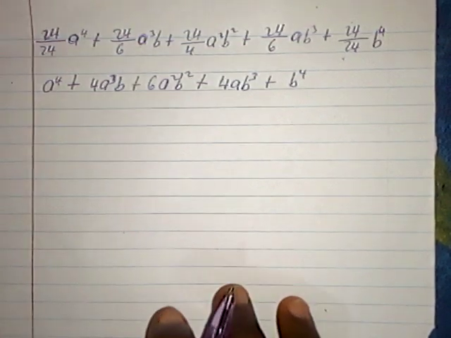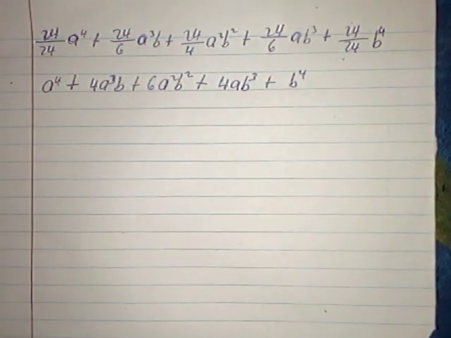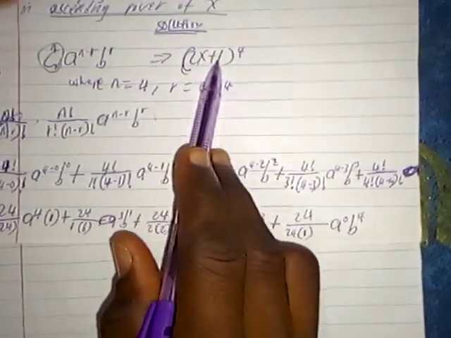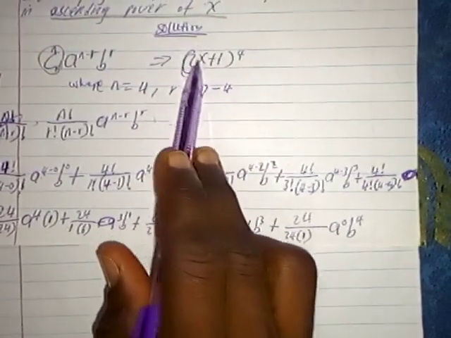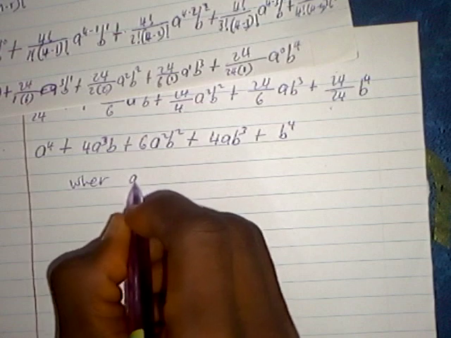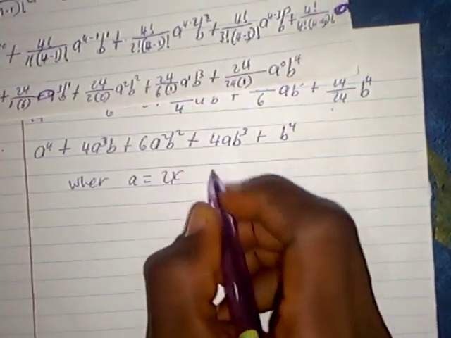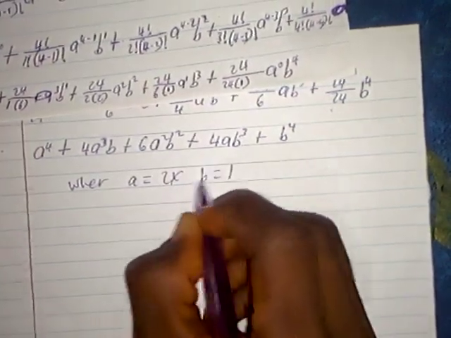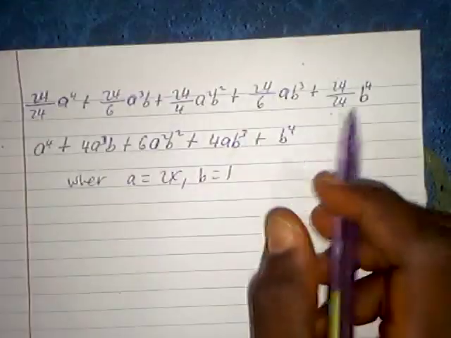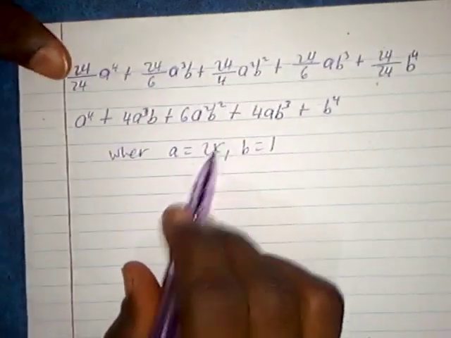Now what are we going to do? Now we are going to where we find the value of A and B. This is the binomial 2x plus 1, right? A should be the first term, B should be 1. So where A is equals to what? 2x, B is equals to 1. Do you see it? This is the question. A is equals to 2x, B is equals to what?